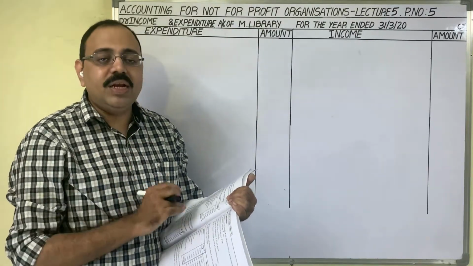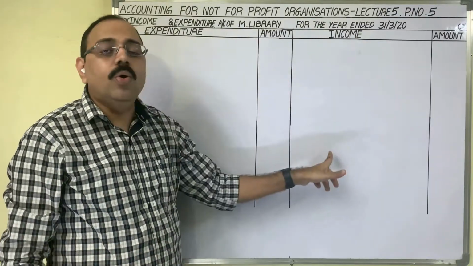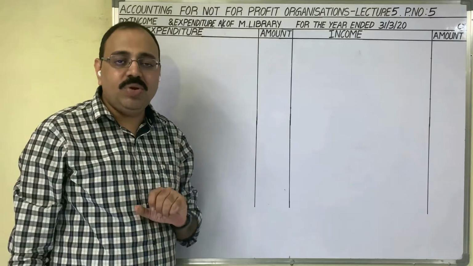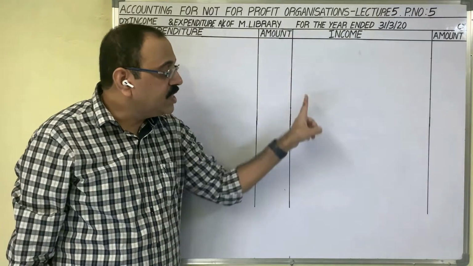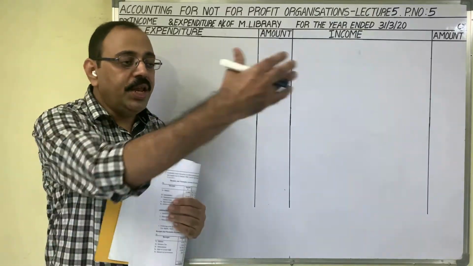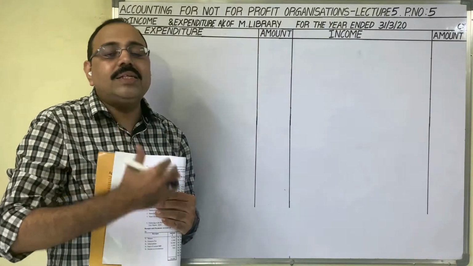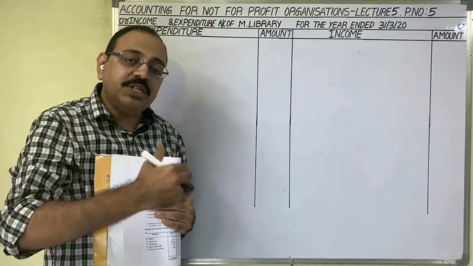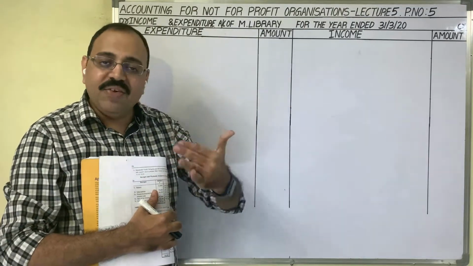If it is capital receipt, we have to ignore it while preparing the income and expenditure account. If it is revenue receipt, then on the credit side we have to show that amount. Entrance fees means, when any new person is admitted as a member of our society, then he has to pay admission fees. It is known as entrance fees.